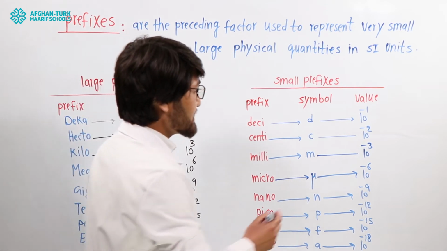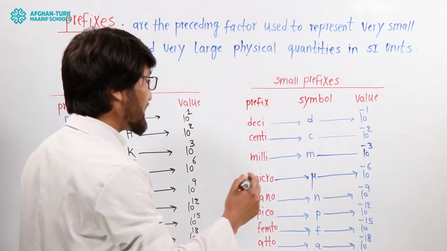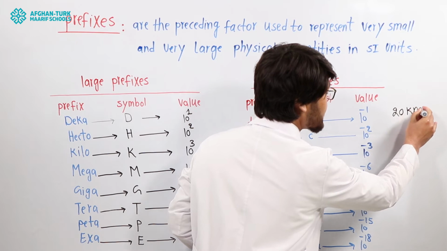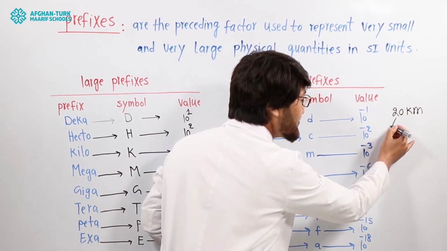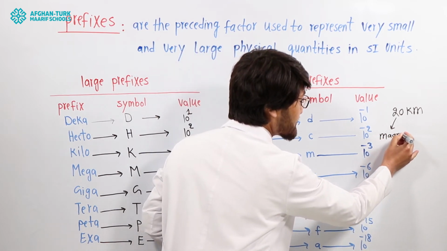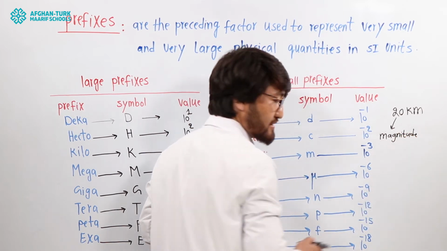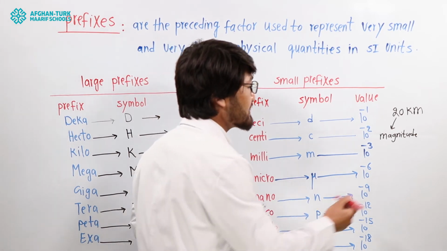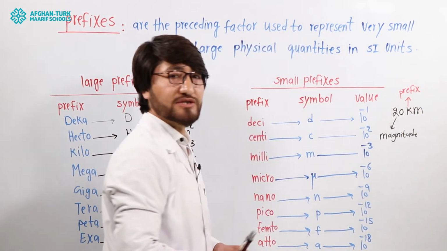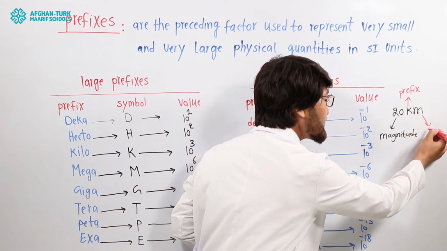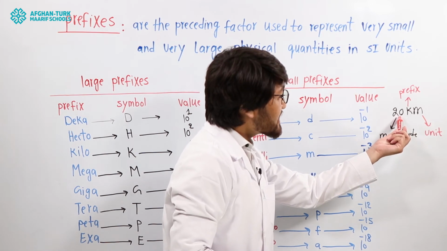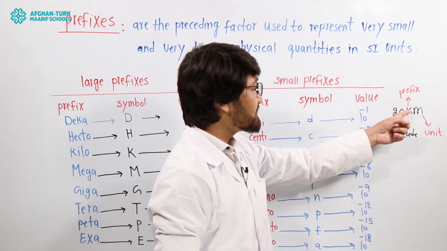Let's look at some examples. I will write some examples here for you. For example, 20 kilometer. Kilometer here, 20 is the magnitude, or we can say the value of the number. Kilo is a prefix. Which prefix? A large prefix. And meter is the unit. We studied that it is 20 kilometer. We use kilo before units.